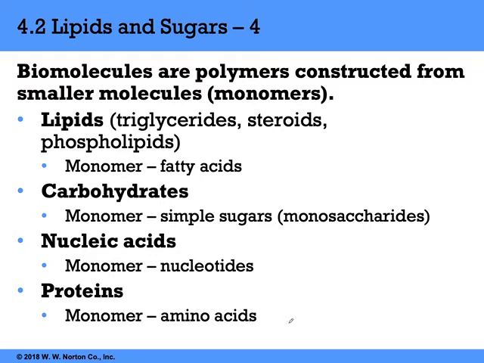A lot of biomolecules are polymers, which means they are chains of repeating chemical units. Examples include lipids, such as triglycerides, steroids, and phospholipids. A component of a triglyceride is something called a fatty acid. Another component is a sugar called glycerol. Okay, carbohydrates, which come in many forms: monosaccharides, disaccharides, polysaccharides. We'll learn about those. Nucleic acids are information molecules built from building blocks called nucleotides, and proteins are built from building blocks called amino acids.